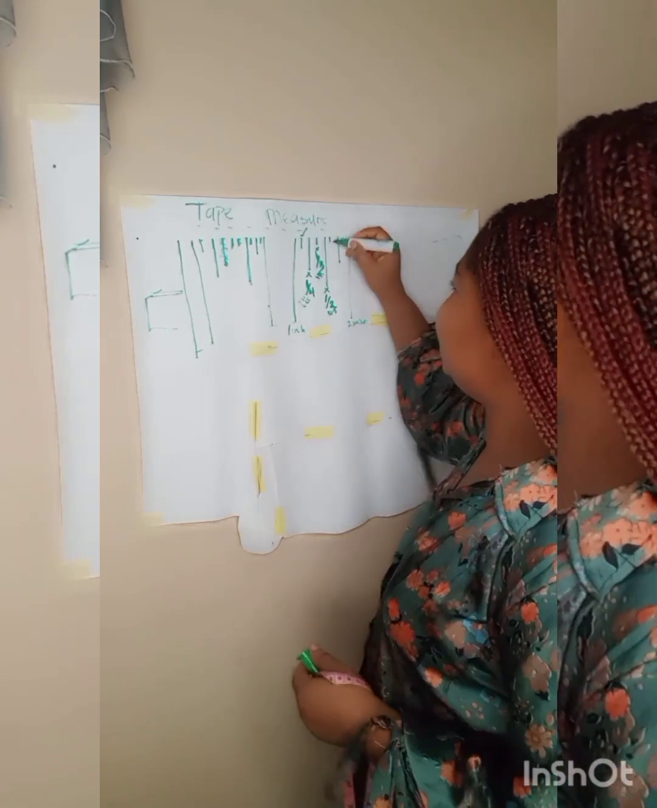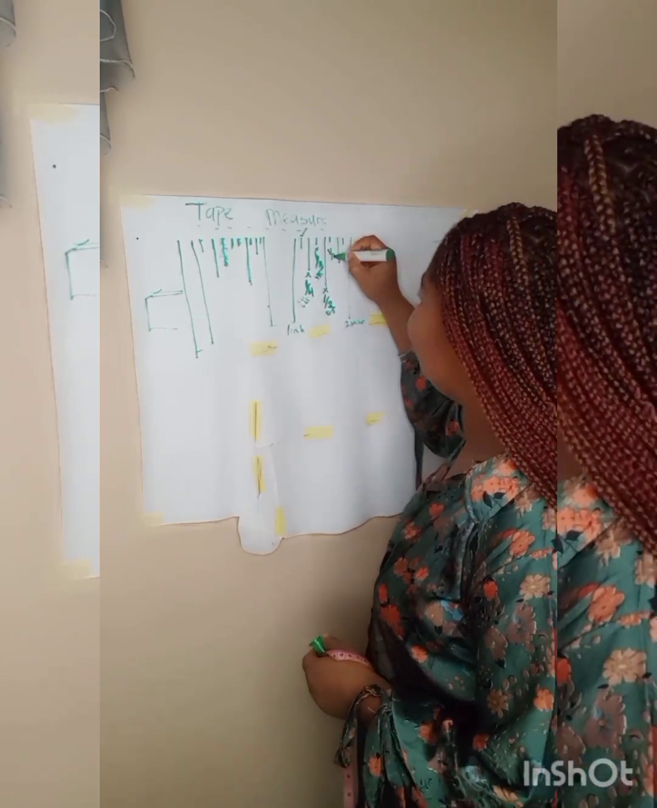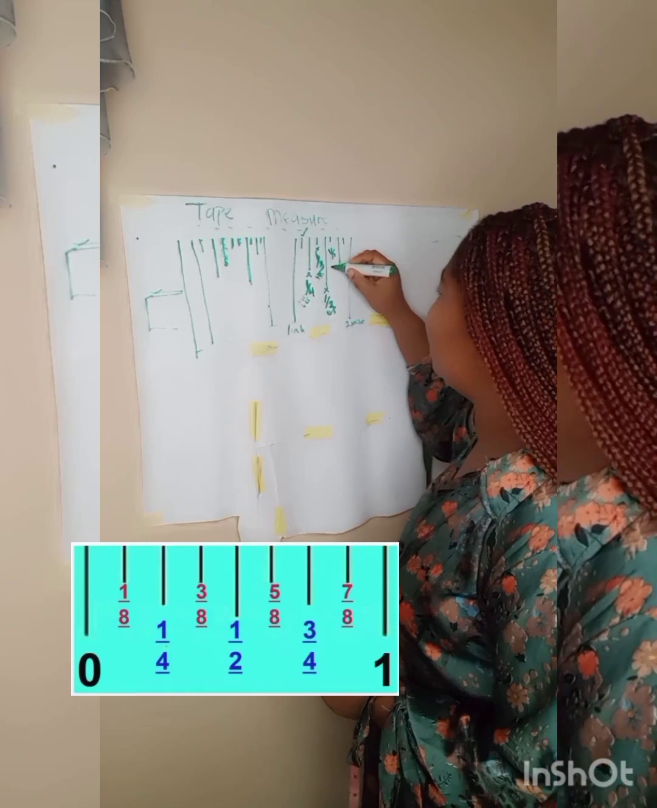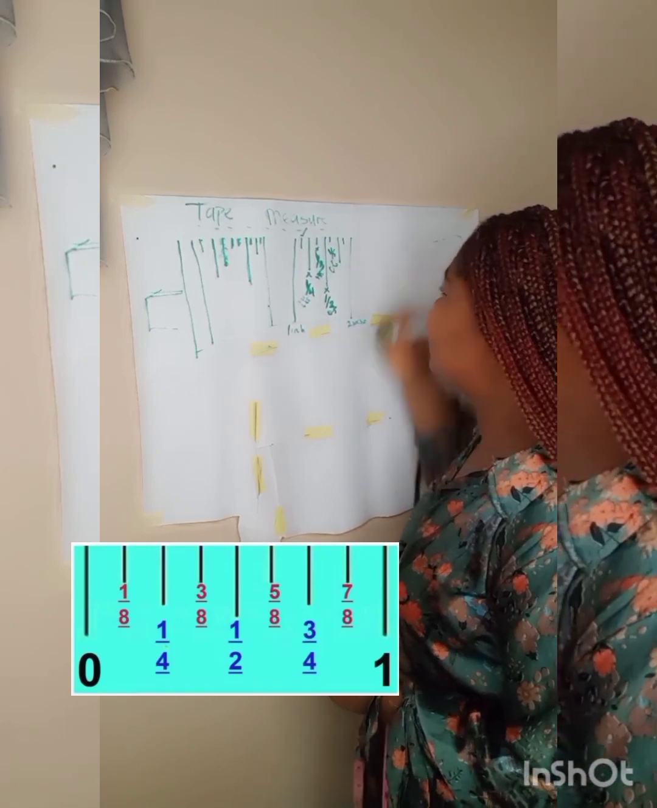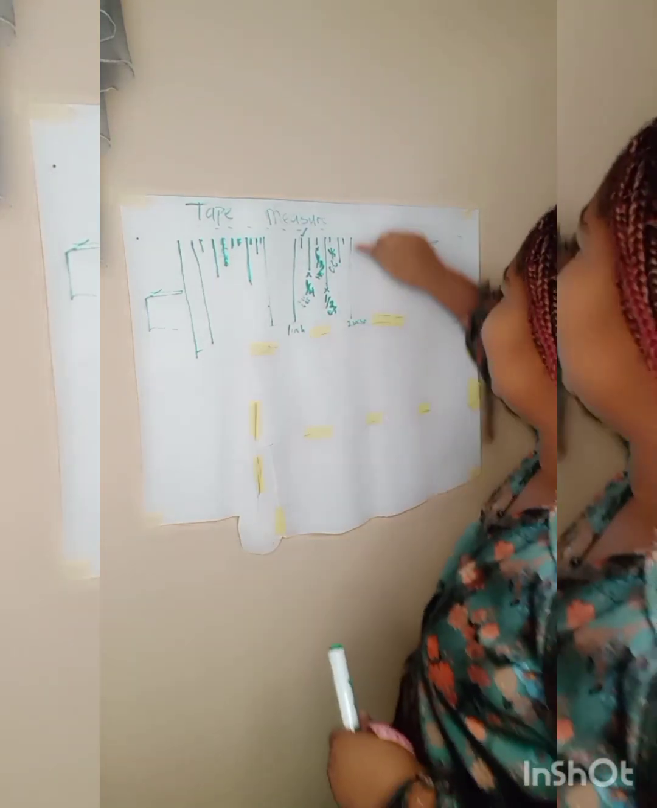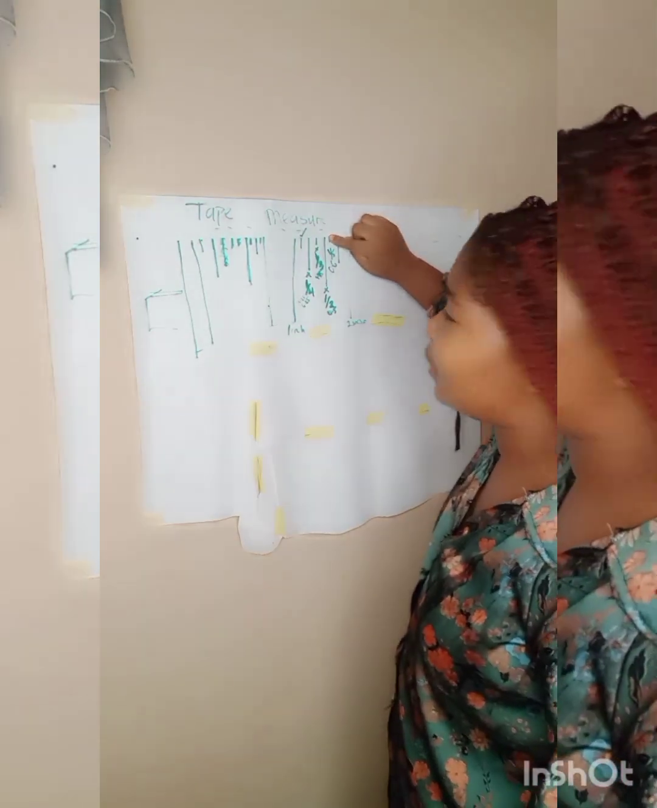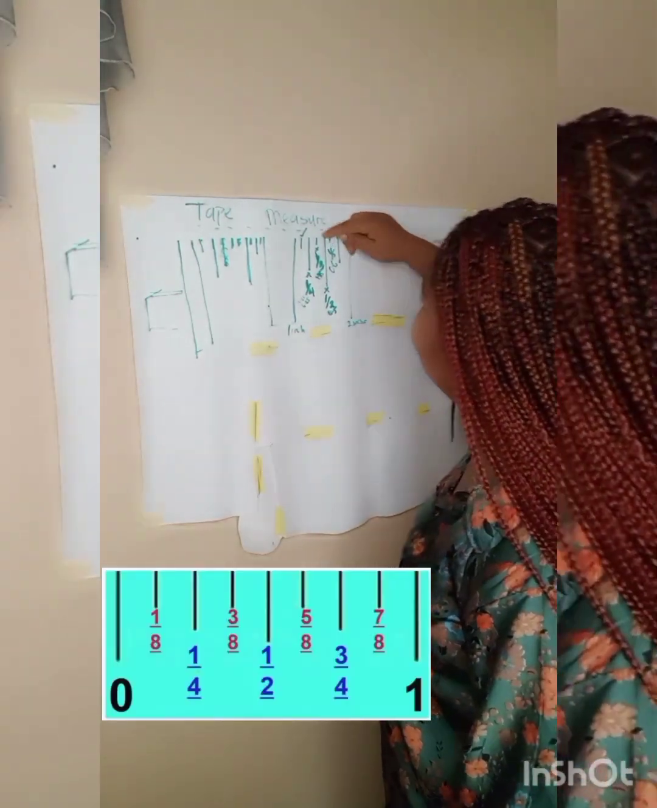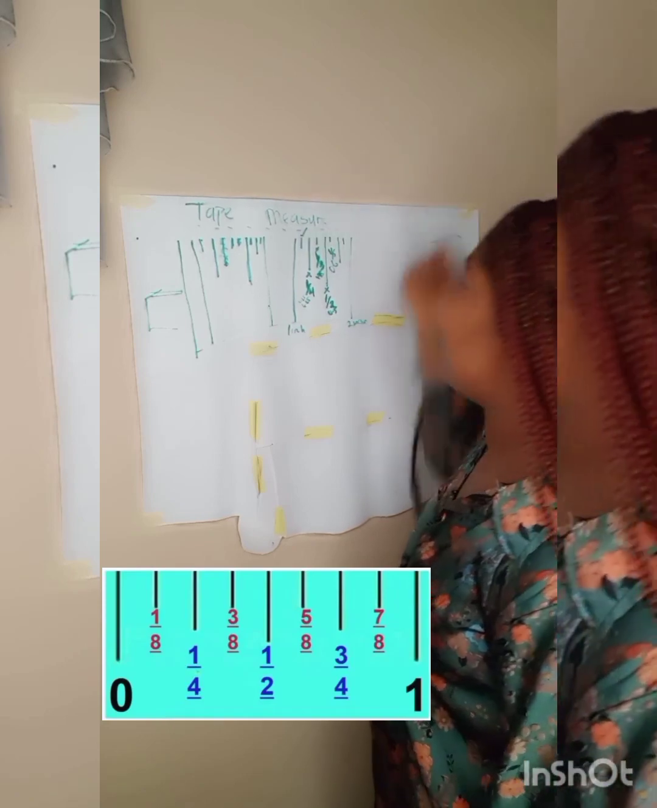The next point you are going to see here is referred to as 5 over 8, or 0.6. That is how many points away from the longest number? 1, 2, 3, 4, 5. Okay?